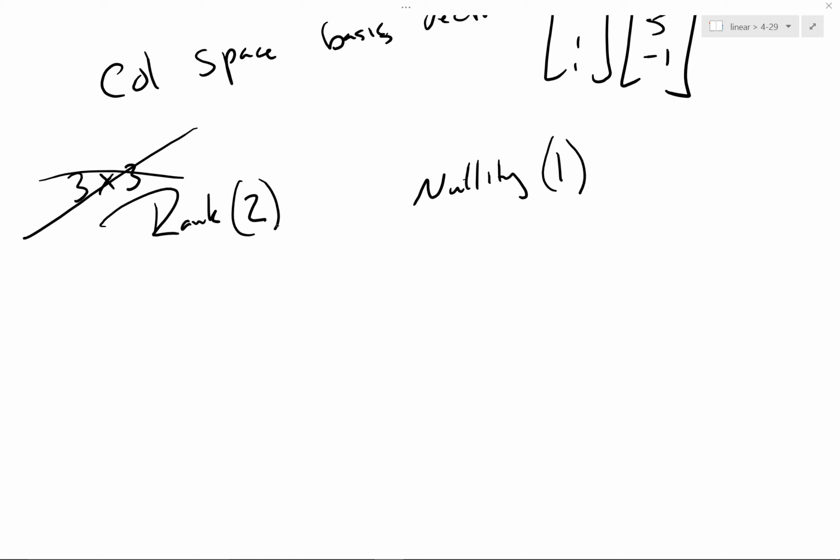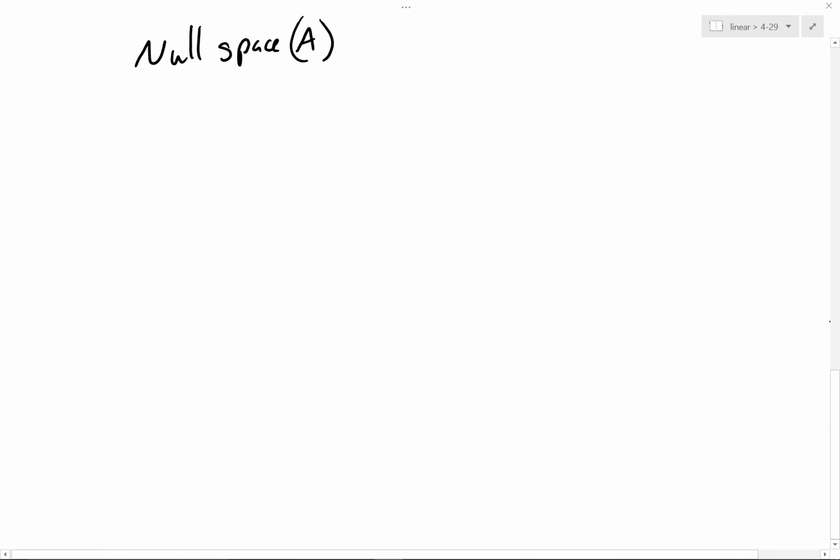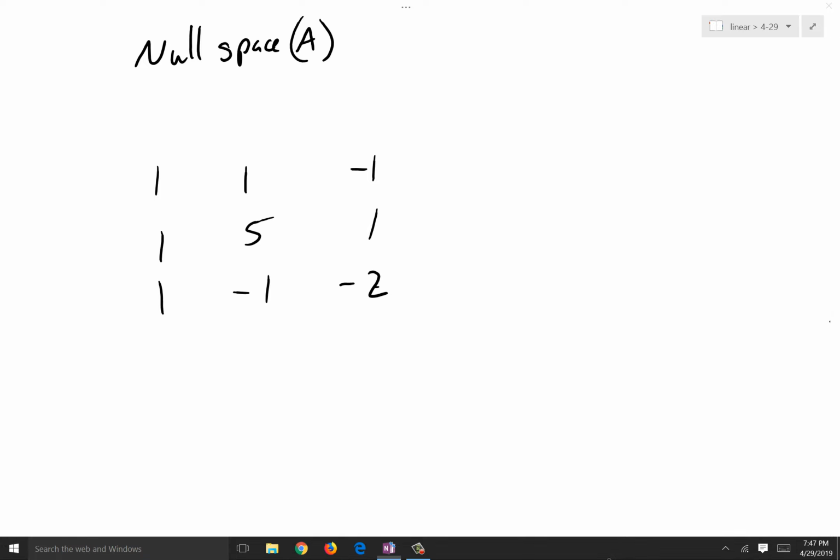And then it also wants me to find the null space of A. So to find the null space of A, I'm going to do that down here. Let me rewrite the problem. 1, 1, negative 1, 1, 5, 1, 1, negative 1, negative 2. Just a moment while I fix something.